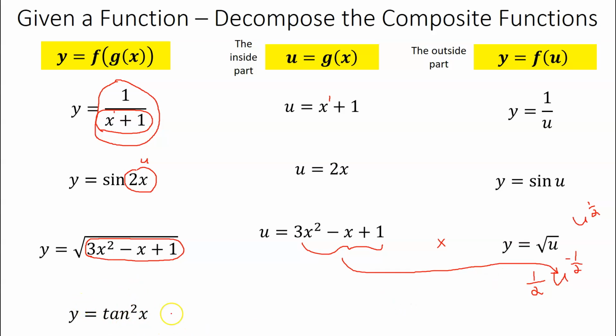This one here, I'm going to let you pause it. Once you pause it, think, what's the outside and what's the inside? All right, so the inside is the tangent x. The outside is the square function. So it's a quadratic on the outside. It's a trigonometric on the inside.